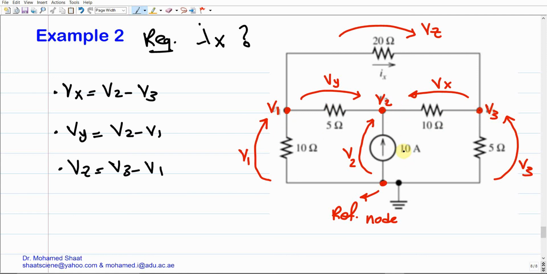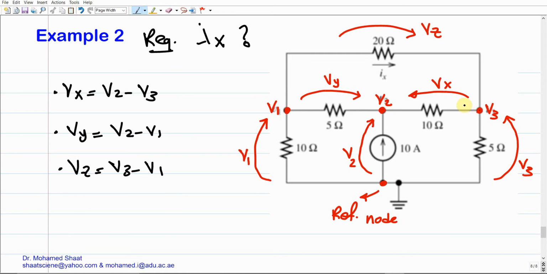This is not a voltage source. If there is a voltage source here and the voltage is already given, it means that you do have a value for V2. But in this case, I don't have a value for V2, neither V1, neither V3. So it means that we need 3 equations. So I'm going to apply Kirchhoff current law to the 3 nodes, node 1, node 2, node 3.